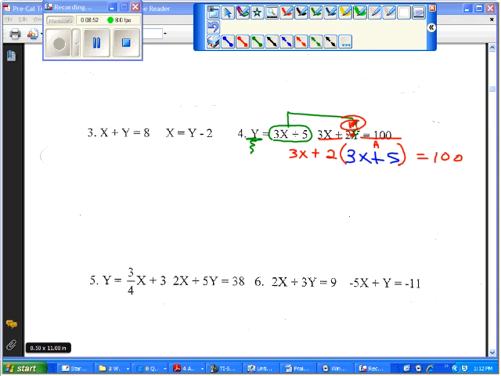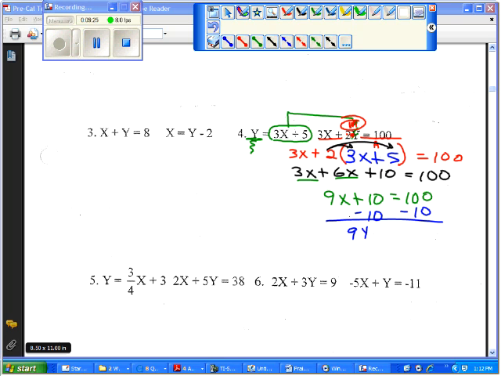To solve, what would we do first to simplify? Distribute. So 2 times 3x is 6x, and 2 times 5 is 10, and it's positive, so we put a plus. So 3x plus 6x plus 10 equal 100. What can we do now to simplify? Combine like terms. So 9x plus 10 equal 100. And so now it's time to undo. We're going to undo addition by subtraction. We get 9x is equal to 90. Undo multiplication by division, and we get x is equal to 10.